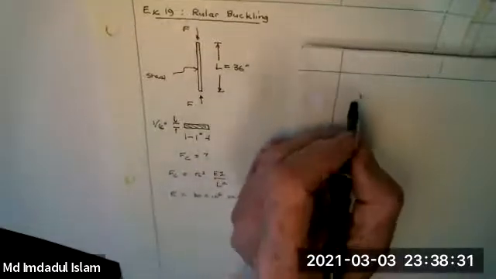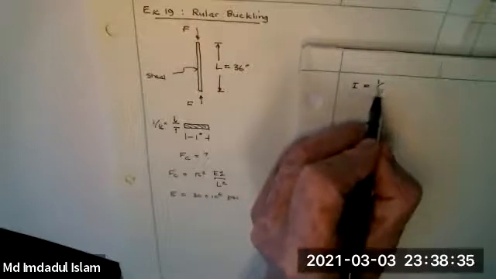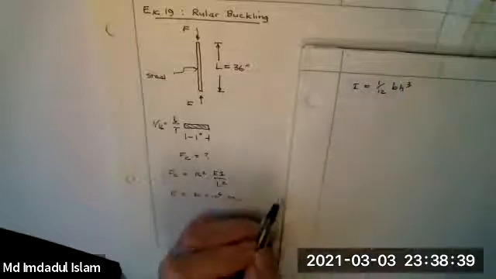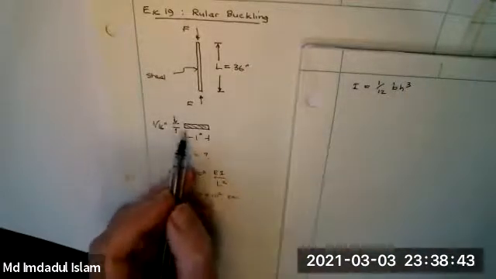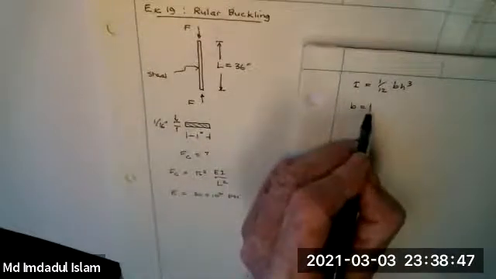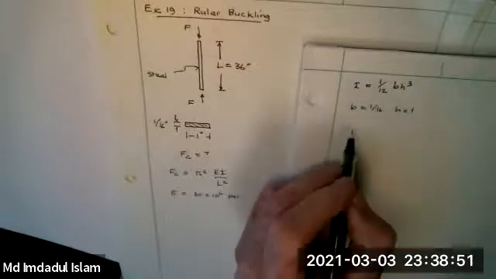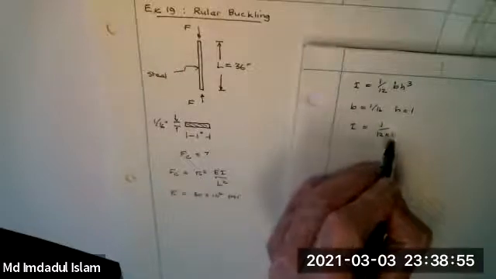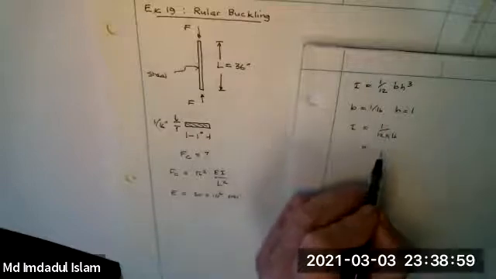Well, I, in general, is 1/12 B H cubed. If I chose B, the breadth, to be 1/16, then H would be 1. Then I would be 1 upon 12 times 16, which is 1 upon 192.